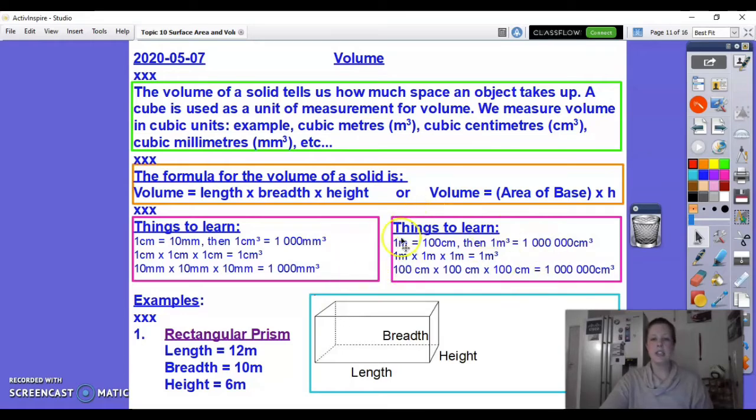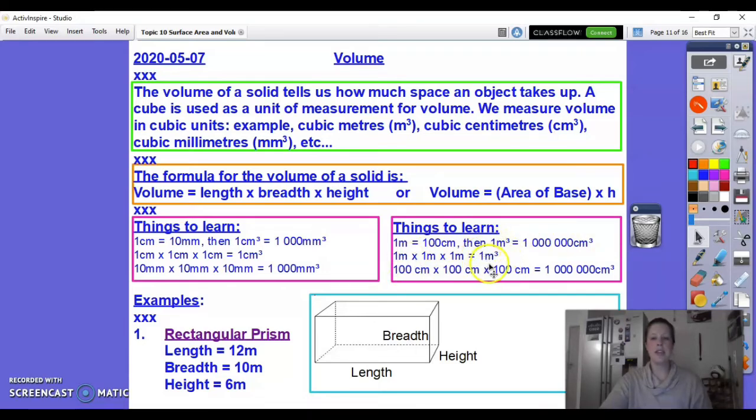The next thing that you need to learn in this block is that 1 meter is 100 centimeters. We also know that because we worked that out last week as well with our conversion table. So therefore, 1 meter cubed is equal to 1 million centimeters cubed. How do I get that proof? This is how I do it.